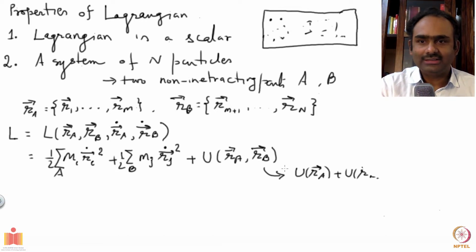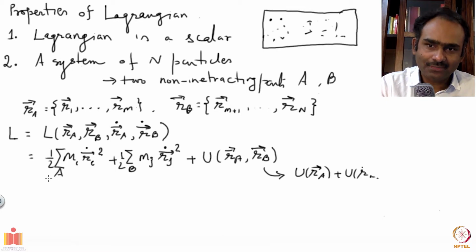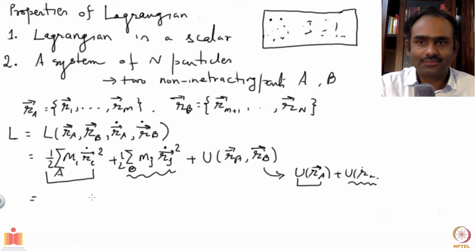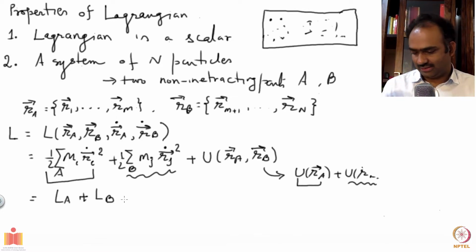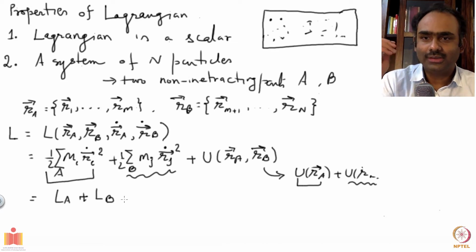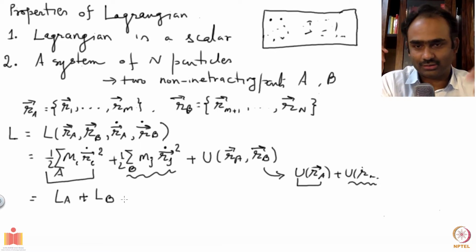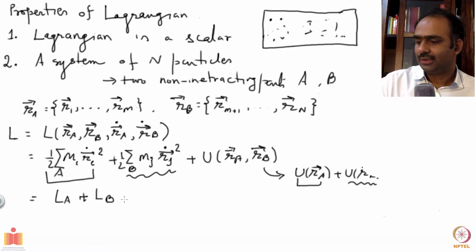Now if that is the case, then this Lagrangian, as you can see, I can combine this piece with this and that piece with this. So I get L of A, that's the kinetic energy plus the potential energy of that part, plus L of B. That's one thing which we wanted to show. So this splitting can be done only if these parts are not interacting with each other. Otherwise, it makes no sense. You cannot do this.